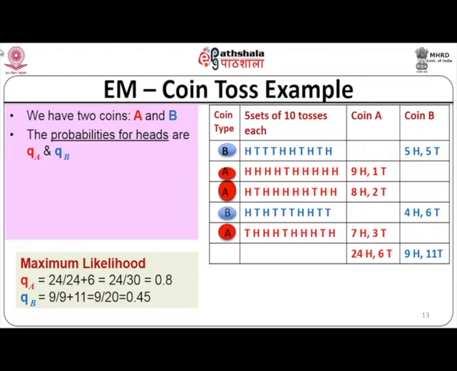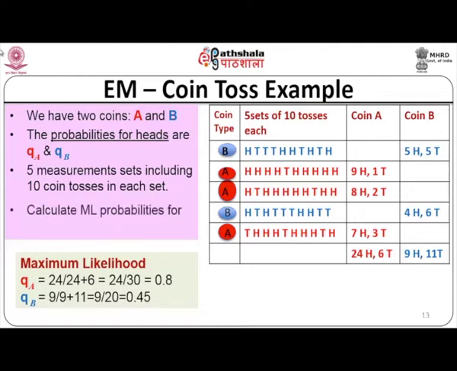Now, what we are doing here is we have 5 sets of data. In each set we are tossing a coin 10 times. The first one is the B coin, we toss the B coin 10 times and we get head, tail, tail, tail, head, head, tail, head, tail, head. So, that is what we are doing. The probabilities of heads QA and QB are 0.8 and 0.45, and we will see how this is done. So, these are the probabilities we want to calculate. 5 measurement sets, including the 10 tosses of each set, are given, and we want to calculate the maximum likelihood probabilities.